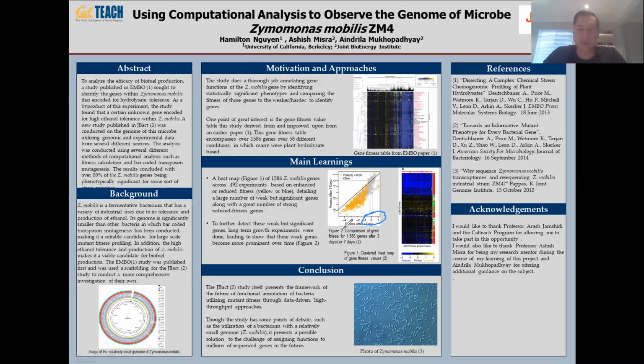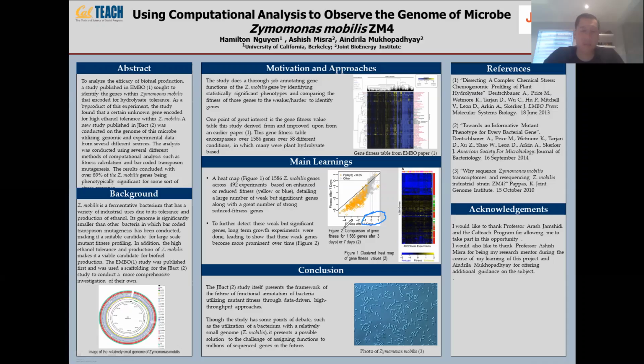So in the end, why is this important? Why even talk about this, right? The JBAC study itself is super important because it presents the framework of the future of functional annotation of bacteria utilizing bar-coded transposon mutagenesis to get data-driven high-throughput data, right? So it's very thorough, and it's super important because it presents a possible solution to the challenge of figuring out the functions of millions of sequenced genes that we don't really know about, right?